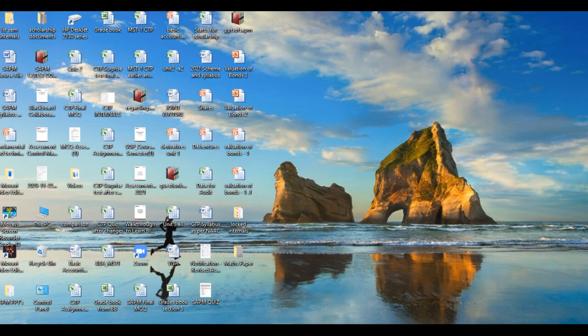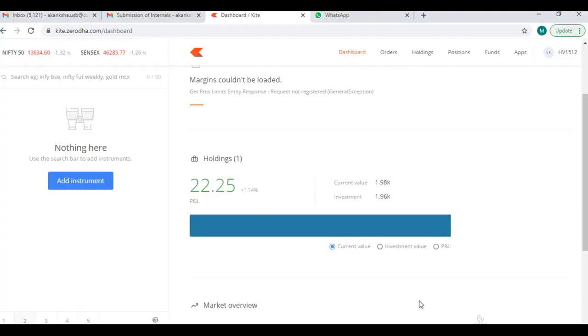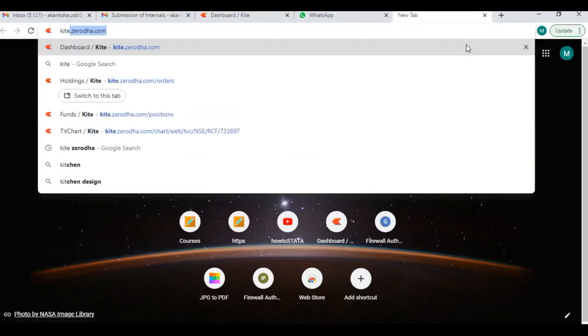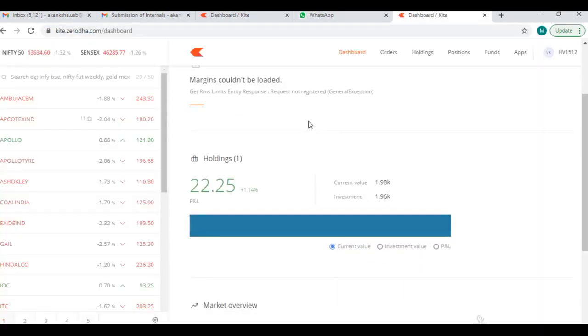Once you have downloaded Zerodha from your Google Play Store, you can find it here also on your screen. You just need to write here Kite Zerodha and the screen will appear. This is a dashboard which will appear to you, right?